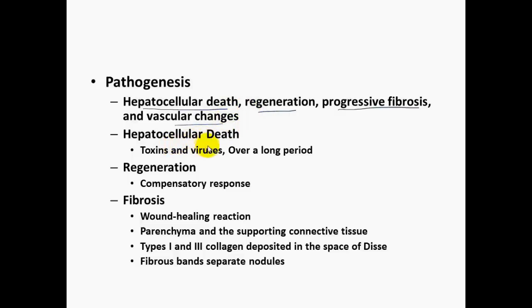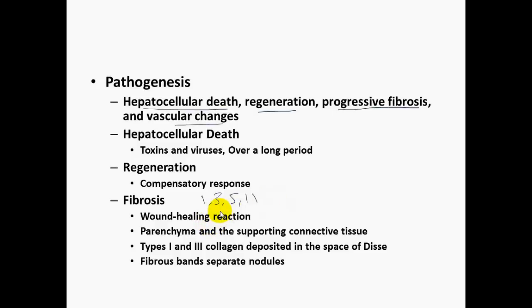Hepatocellular death is because of toxins and viruses, whatever etiological agents we have seen earlier. There will be some amount of regeneration, which is a compensatory response, and fibrosis. Now this fibrosis is actually a wound healing reaction. We generally have type 1, type 3, type 5, and type 11 collagen, which are mainly seen in areas like the capsule of the liver and the portal triad, and some amount of fibrous tissue is also present near the central vein, which is not very evident.